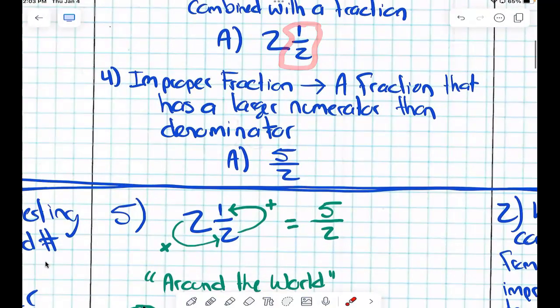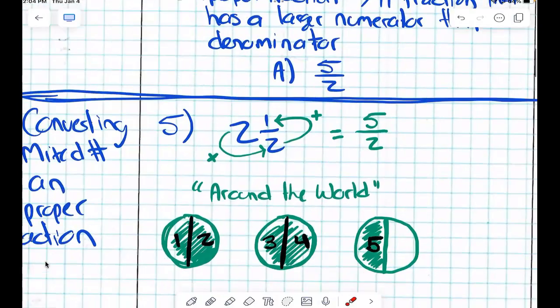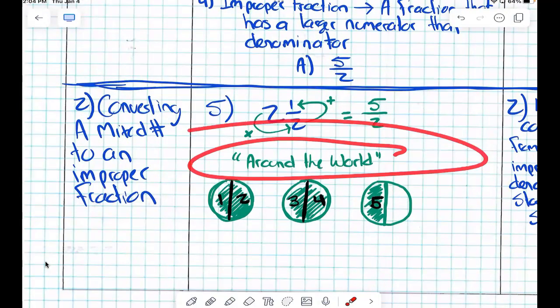Improper fractions are fractions, except they're improper. What makes them improper? Raise your hand. Ryan, really loud. The numerator, so this 5, is bigger than the denominator, this 2. That makes them improper, right? Yes. Excellent. Converting mixed numbers to an improper fraction, we use a process called?